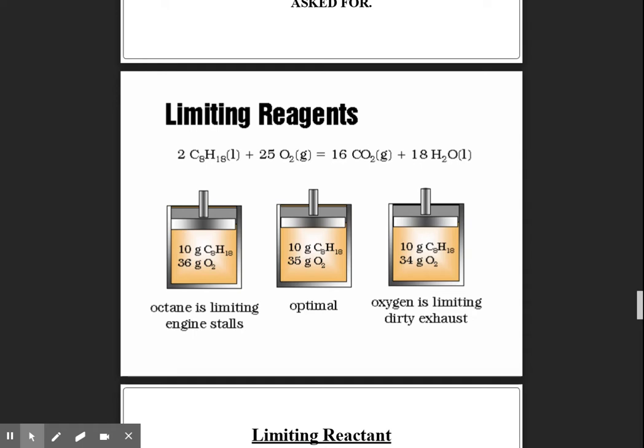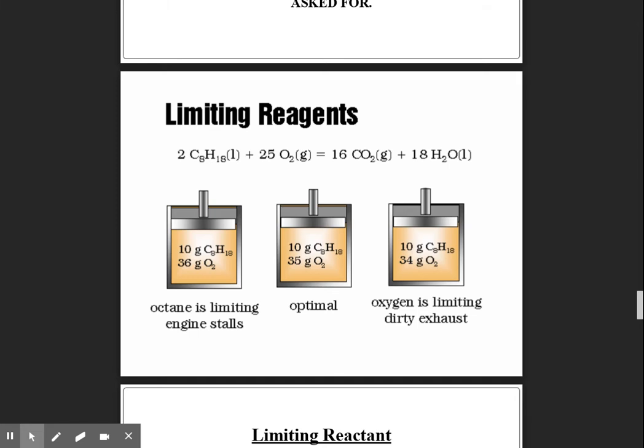Today we need to consider, though, what about the more realistic situation where you have two different reactants, and you have different amounts of each reactant. Then how much product will I produce? In that situation, we have to think about which of the reactants we will run out of first.